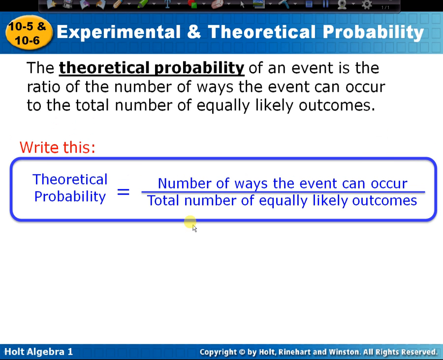Theoretical probability, and I want you to write what's here in the blue box. The theoretical probability of an event is the ratio of the number of ways that event can occur to the total number of equally likely outcomes. So write this down in the blue box. Theoretical probability equals, and on top of the fraction you have the number of ways the event can occur, and on the bottom you have the total number of equally likely outcomes. Make sure that you have that down before you move on. And we're going to look at this in practice in just a minute, so it's going to make a lot more sense.